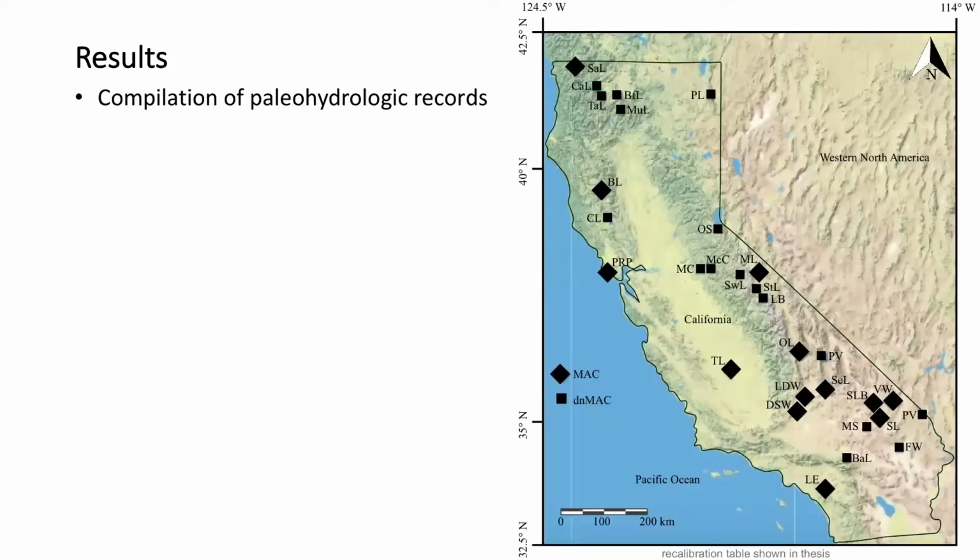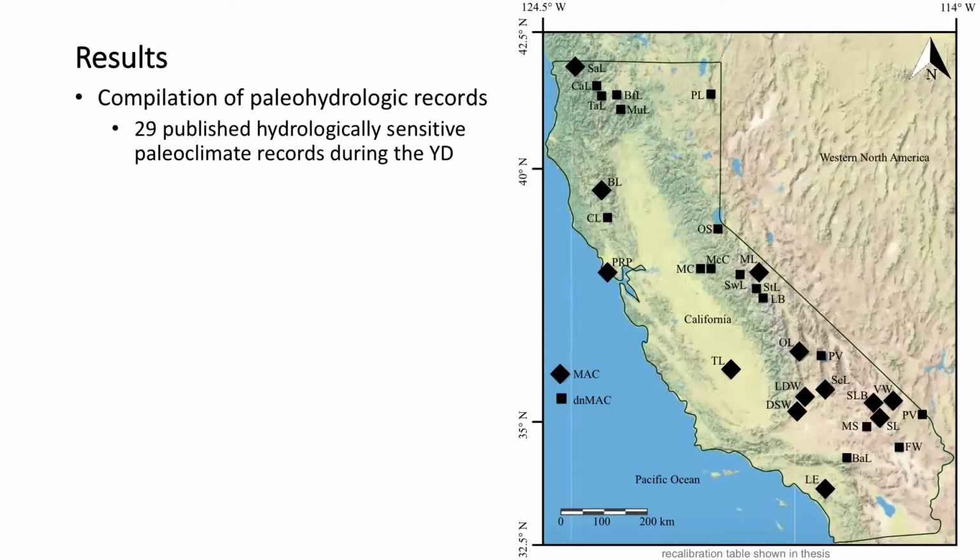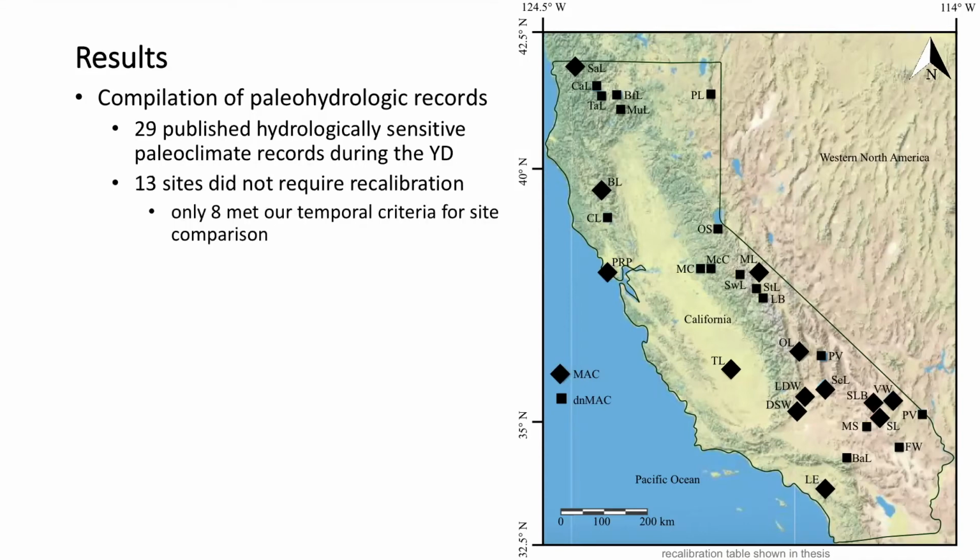And lastly, the compilation of hydrological records. A total of 29 published hydrologically sensitive records spanning the late glacial to early Holocene were assessed. 13 sites did not require recalibration because they were published using IntCal or IntCal13 or newer. However, only 8 of these sites met our temporal criteria for comparison.